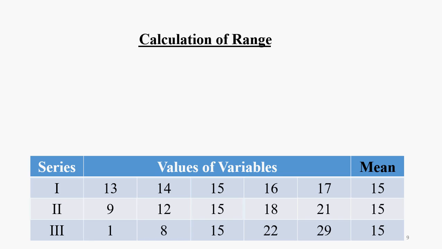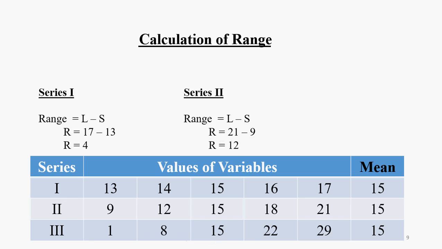So we need to calculate separately for series 1, series 2, series 3. Okay. So series 1, if we calculate, you can identify the largest value in series number 1 is 17 and the smallest value is 13. So 17 minus 13, series 1 range will be 4. So I hope series 1 is clear.